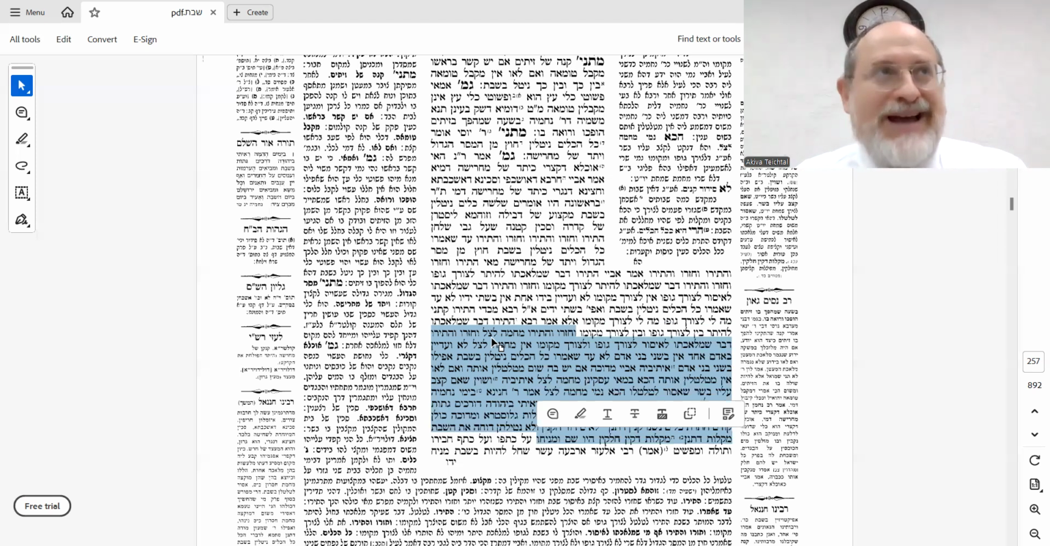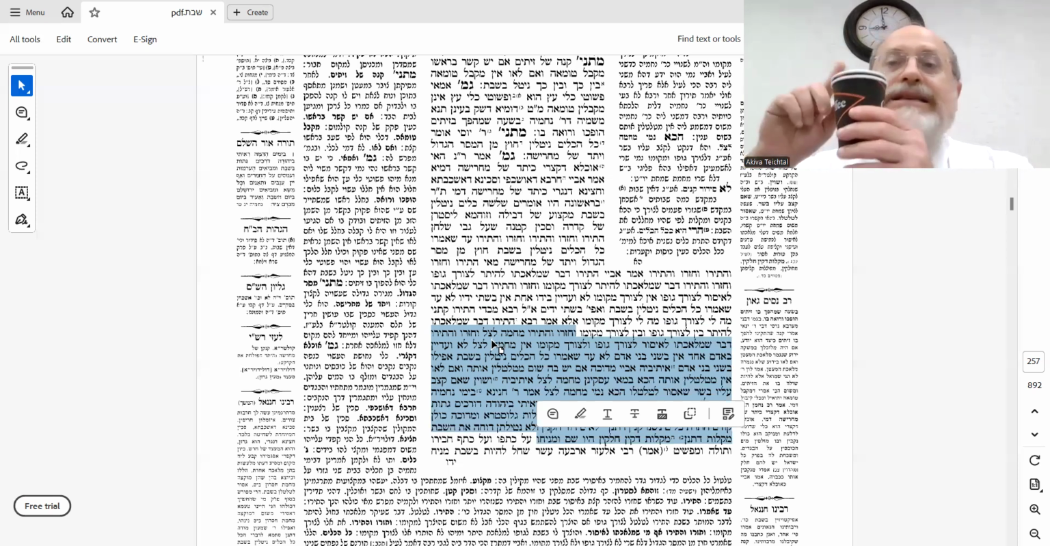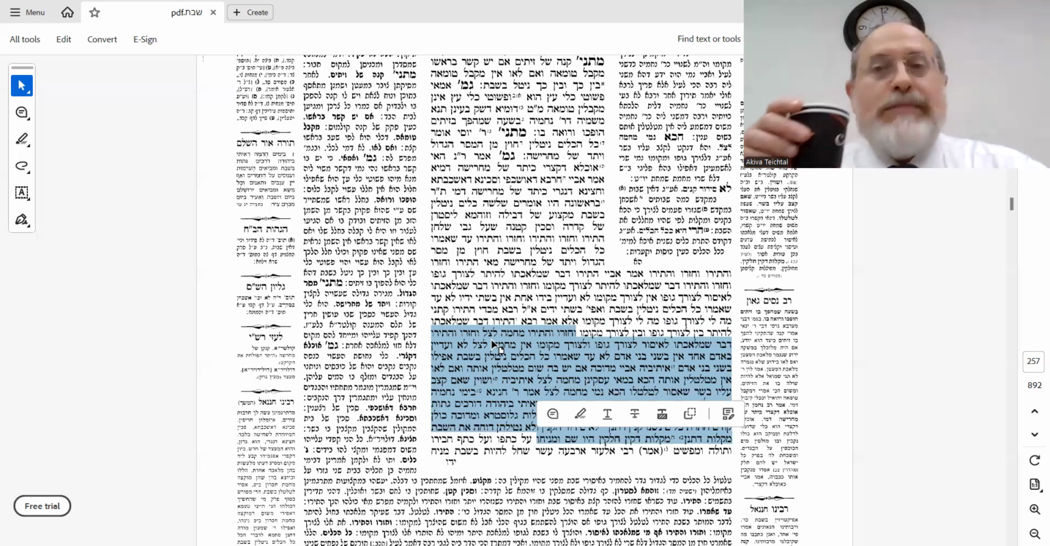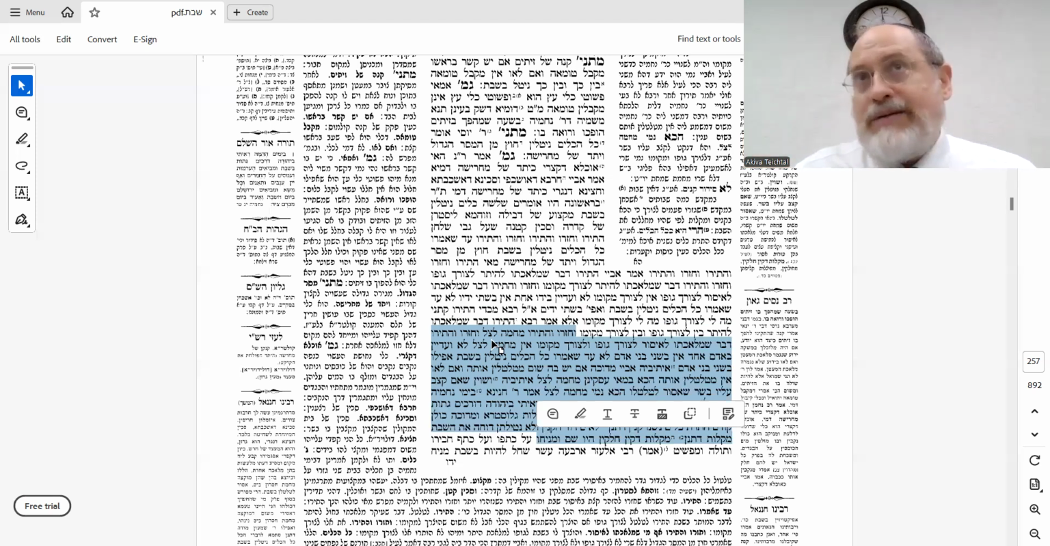Tefillin is melachto leisur, not a great example. I gave an example of melachto leisur, but let's say melachto leheter. Let's say this will get destroyed in the sun, or somebody will take it, or the birds will make it dirty. I'm allowed to move it into the house. It's a chiddush.